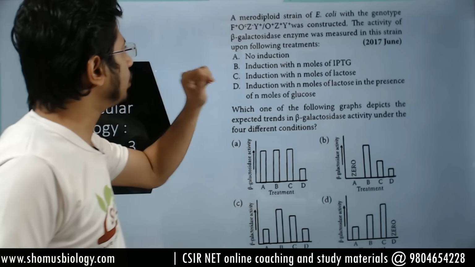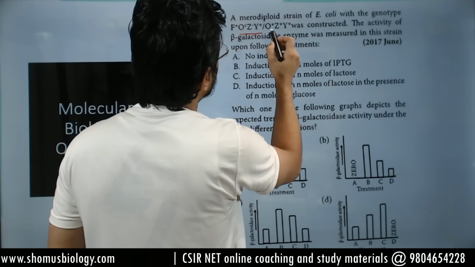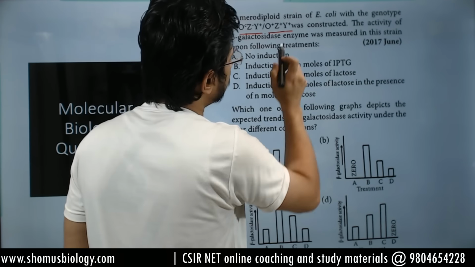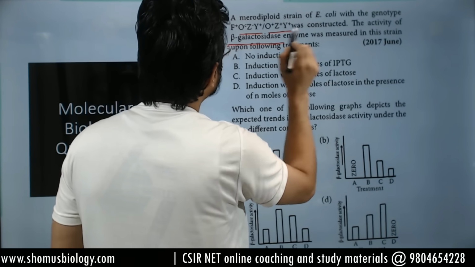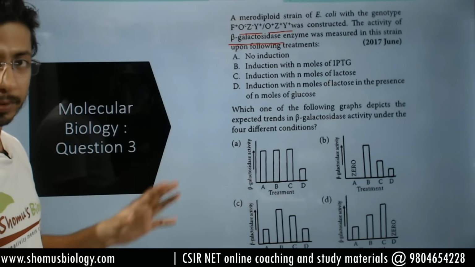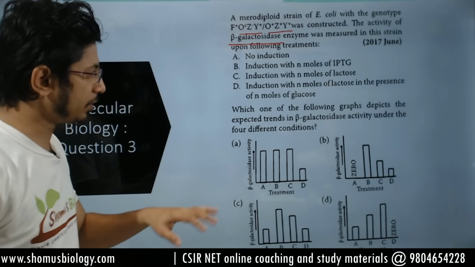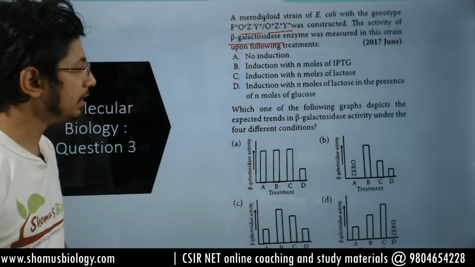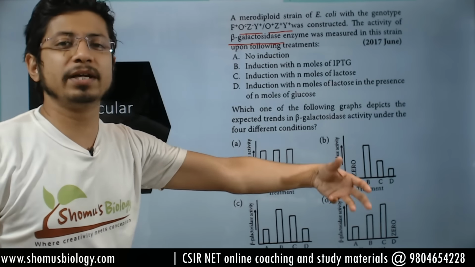coli with the genotype F plus, Oc, Z minus, Y plus, O plus, Z plus, Y plus was constructed. The activity of beta galactosidase enzyme was measured in the strain upon the following treatments. So again, this is a complex question. Why? Because it is a combination-based question, and the answer options themselves are graphical. So this is an image or graphical question.